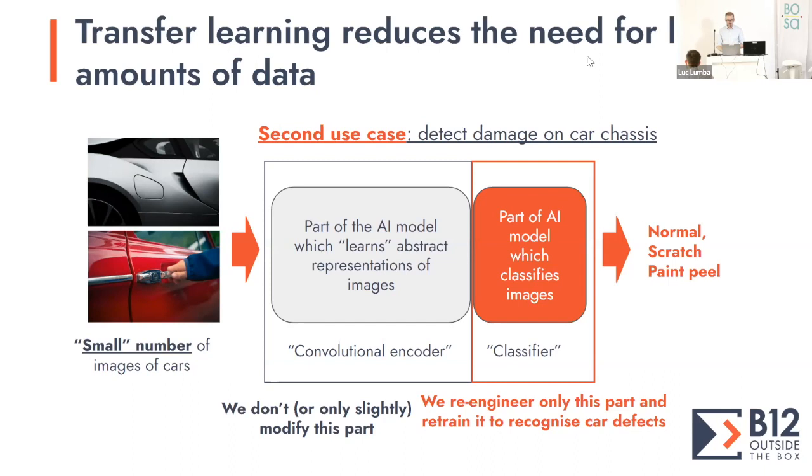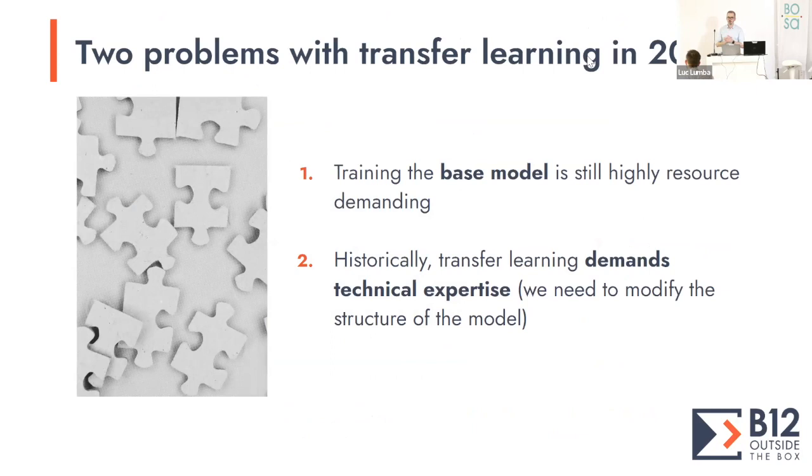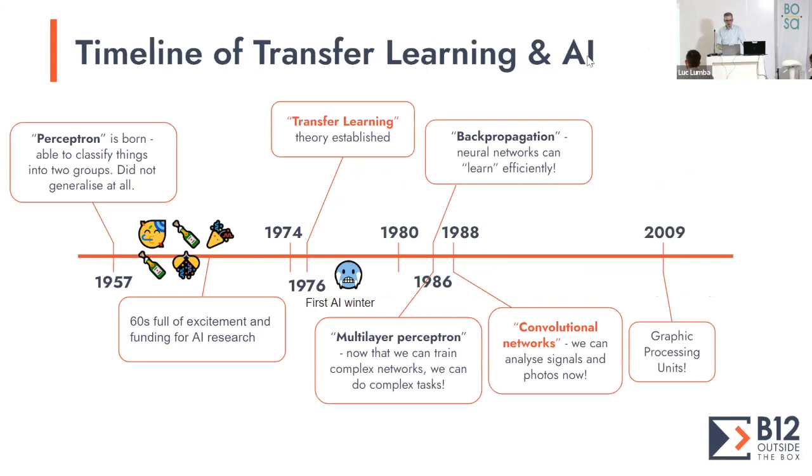Now, this was the story from the 1980s, 1990s. And even though we could use transfer learning, it was still largely inaccessible to most small companies. The reason was that the base models were not really available and they were still very expensive to develop and train. And in addition, in order to successfully use transfer learning, you needed technical expertise. You still needed to modify the algorithm in a certain way, and you needed people who knew how to do this. The first part got improved significantly when people started introducing graphical processing units into AI.